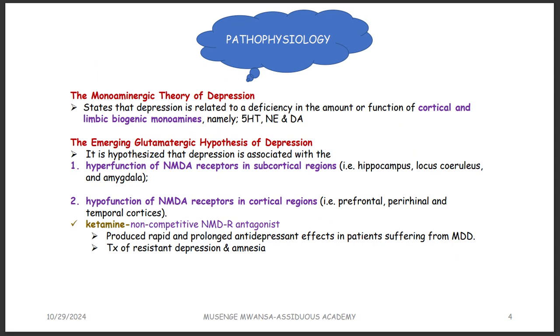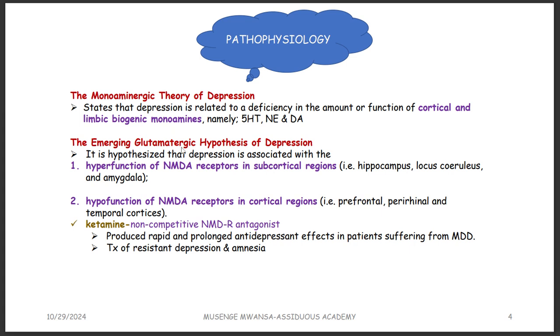Two things have been given: the monoaminergic theory. Now we know monoamines. Monoamines are basically dopamine, serotonin, and norepinephrine. So if these monoamines are low, that is one possible cause of depression. Meaning that in case we want to treat depression, we need to make sure that we raise these monoamines. So any drug that will be able to raise the monoamines is going to be used in the treatment. So the monoamines: serotonin, norepinephrine, and dopamine.